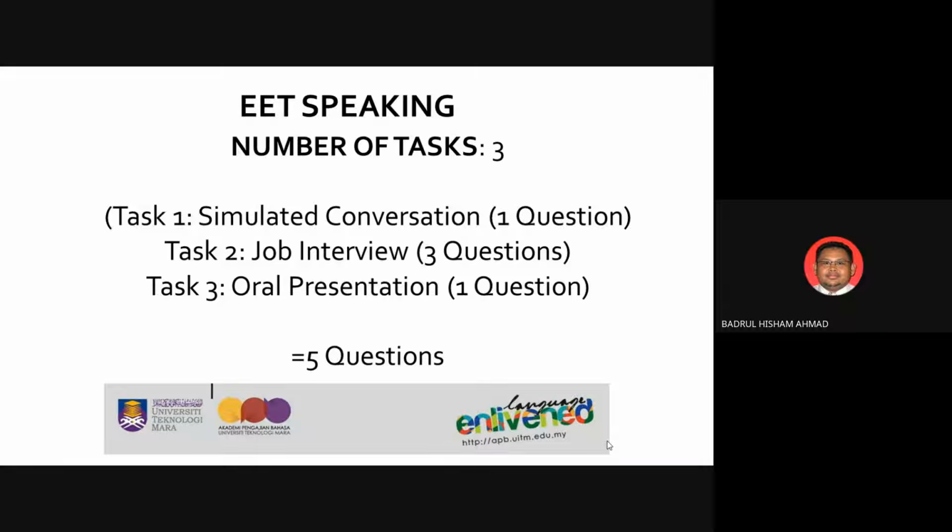So you must remember, when you talk about oral presentation, you are giving a talk to a group of people. It could be your subordinate, it could be your superior, but it is still job related. So that would be EET speaking. The first test is the speaking test, and normally the speaking test is done during the study week.